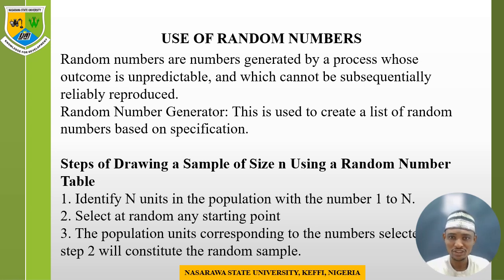Now there are some steps you can follow in order to generate the random number. Number one, identify your N units in the population with the numbers 1 to N. Number two, select at random any starting point. Number three, the population units corresponding to the numbers selected in step 2 will constitute the random sample.